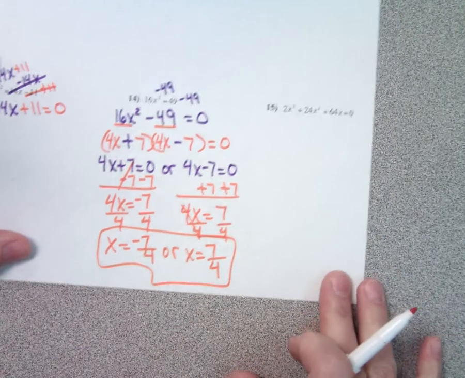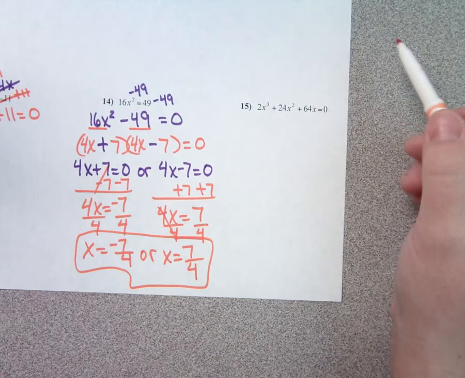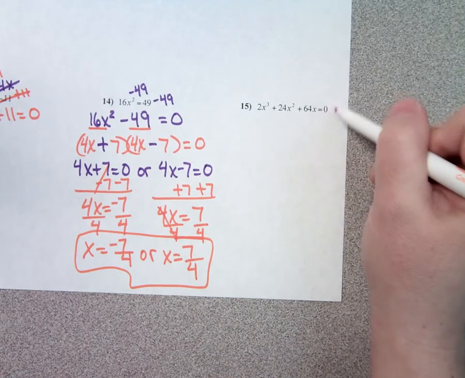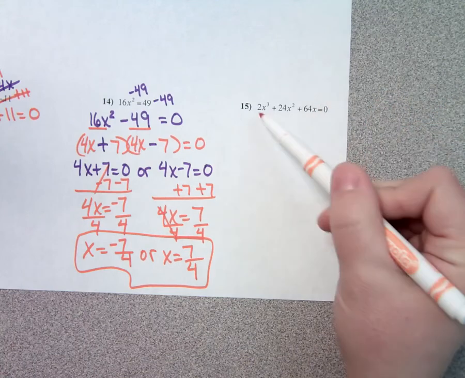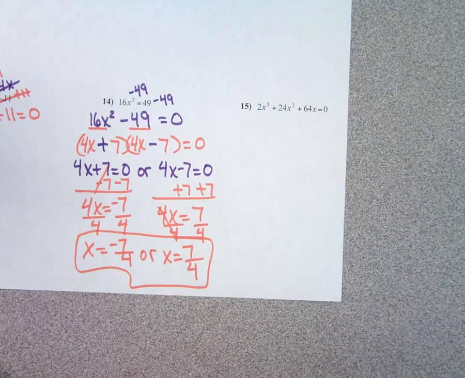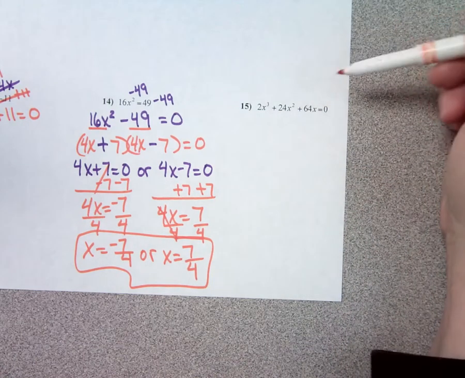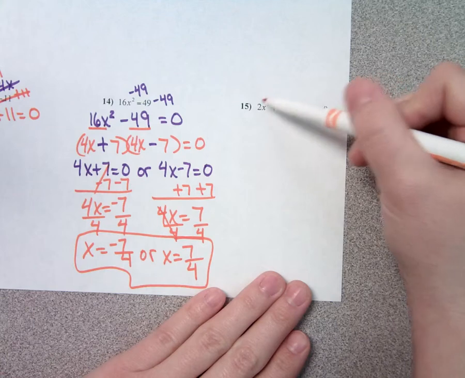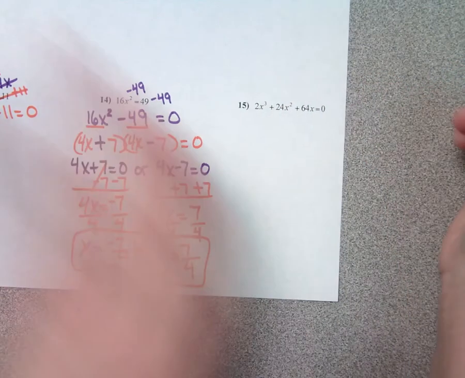Okay, I want to look at one more real quick. So looking at number 15, first thing I need to check out, does it say equals 0 over here? Yes, it does. Is the left-hand side in order from highest exponent to lowest? Yes, it is. So I'm ready to factor. First thing I always look for is a GCF. Do we have one? We do.